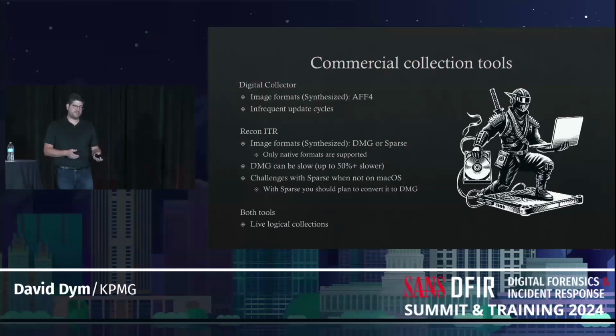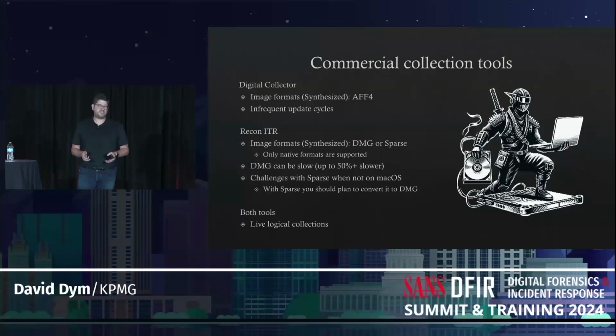Similar to Digital Collector, you have to boot into Recon, and you're going to unlock the data. When I'm saying unlocking the disk, it's really unlocking the Macintosh HD data partition. That's where all your fun stuff is stored. Now, the difference between Recon and Digital Collector is that Recon uses native formats. It uses DMG and sparse image. And those are good. Sparse has a little less support, so you're kind of limited in the tools you're going to be able to use. And it would be nice if it supported AFF4, but at the moment, DMG is really good.